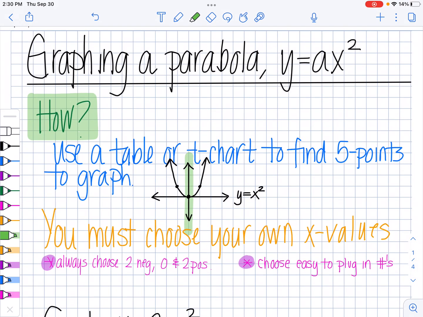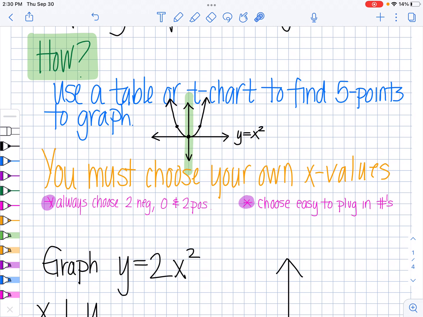So when we make our t-chart, we have to actually choose our own x values. A couple things you want to remember. You want to always choose 2 negative numbers, 0, and 2 positive numbers, because you want to see what's happening in the negative area of x's, in the positive area, and what's happening at 0. And you want to choose easy to plug in numbers. By easy to plug in numbers, it might change depending on the equation that you're given.